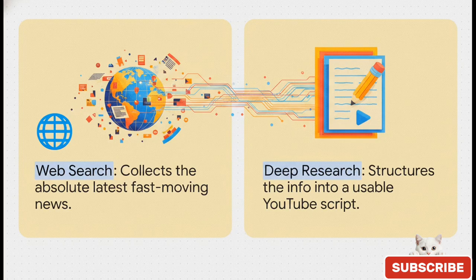If the normal chat says it doesn't have access to recent events, don't abandon it. First, you turn on web search. That forces it to go out and collect the absolute latest news, which is totally vital for fast-moving stuff like AI updates. Then, you take that fresh data and feed it directly into advanced deep research. This mode doesn't just hand you a list of links. It actually structures the research, connects all the dots for you, and spits out something that is incredibly close to a fully usable YouTube script draft.